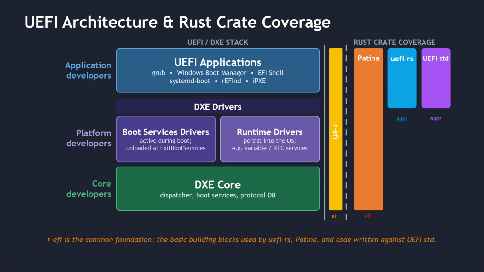Finally, at the bottom are core developers working on the DXE core. Again, this is applicable to Patina because Patina provides the DXE core itself. Core developers are an even smaller set of developers. These are ones that work on a core implementation that is used across all platforms and ultimately all applications. So there's typically a very small set of developers working on this, and it's used in a lot of places. And Patina happens to fall under the core category since we are providing a pure Rust core.